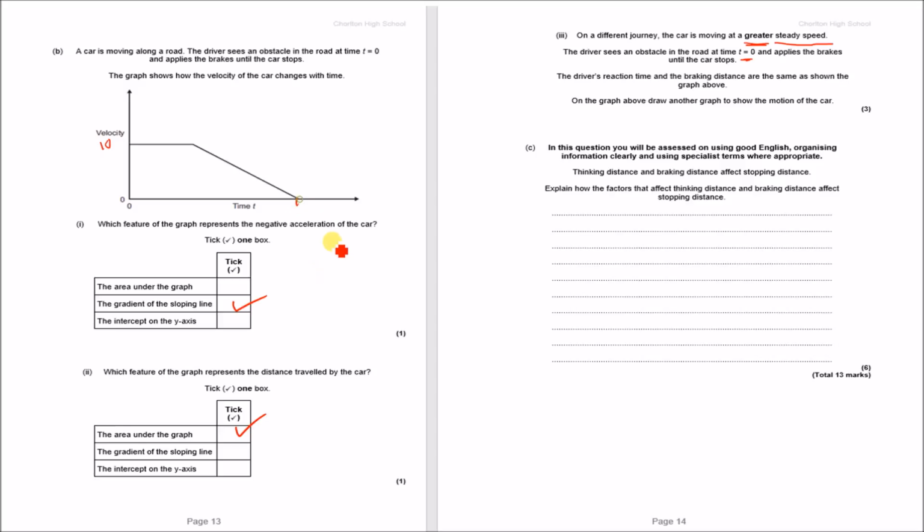Okay, we know it has to stop at that point, and we know it has to start on this line, but at a greater speed. So it says at a greater constant speed to here. So the driver sees an obstacle in the road at time t0 and applies the brakes until the car stops.